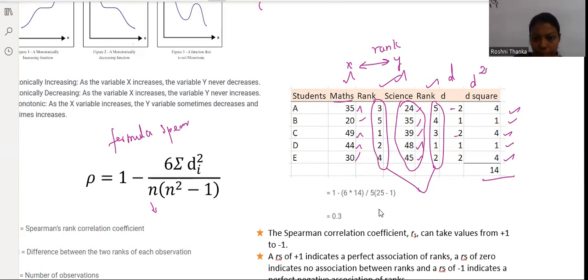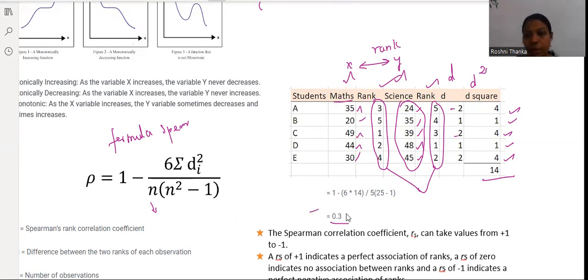So when you apply here, 1 minus 6 into, what is the sum? 14. So 14 divided by, what is the n value? The number of values here is 1, 2, 3, 4, 5, so 5. 5 into 5 square. 5 square is 25 minus 1. So you get 0.3. So what does 0.3 mean? It is somewhat closer to 0, right? So it is a weak positive correlation.